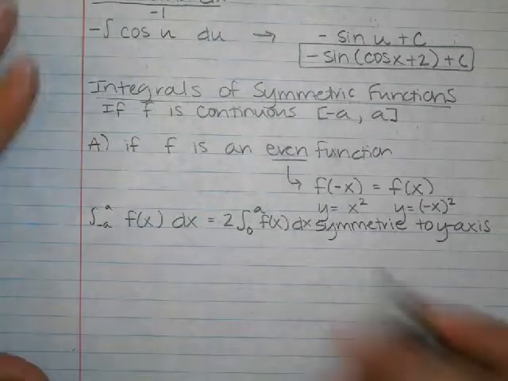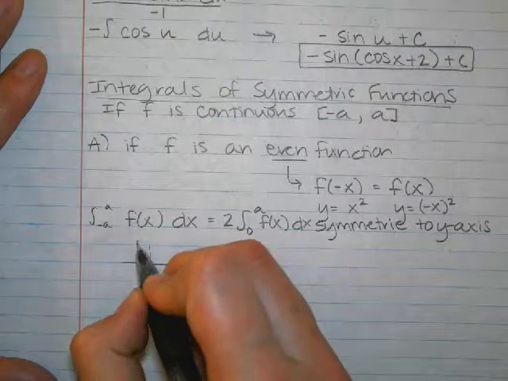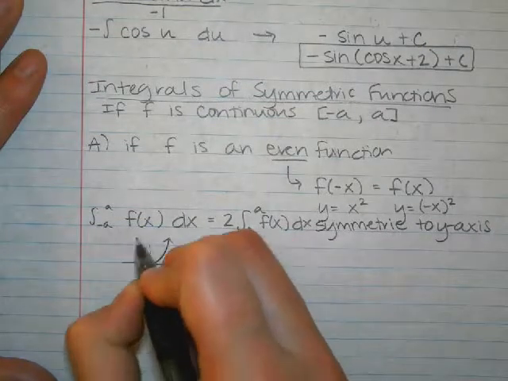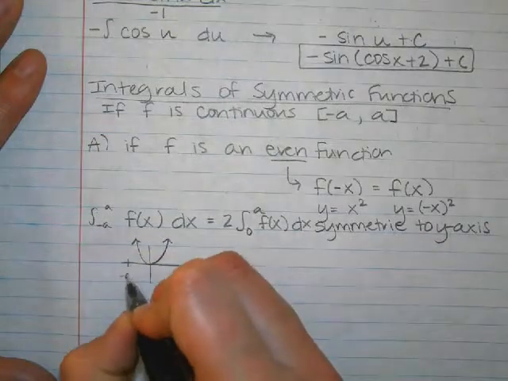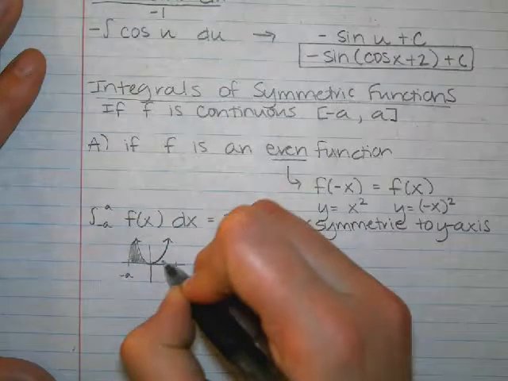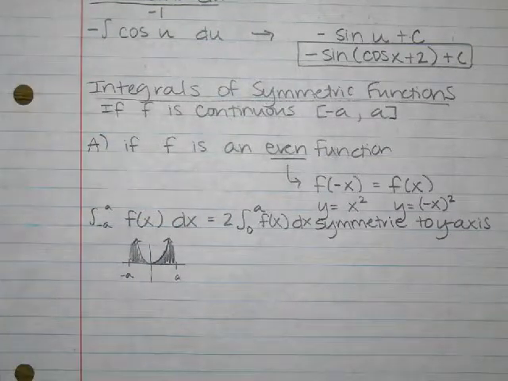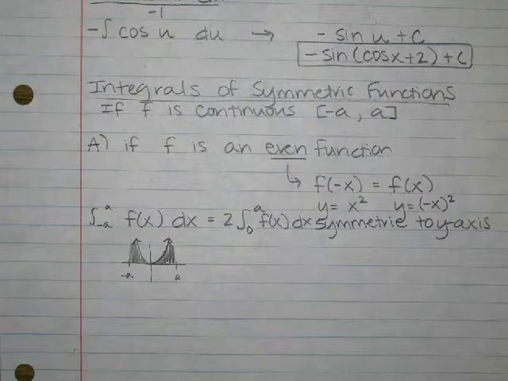Okay. So here's a picture of that. If I've got my parabola right here, and this is my negative a value, and that's my positive a value, then I could find both of them and add them together, or I could just find one side and multiply it by 2.